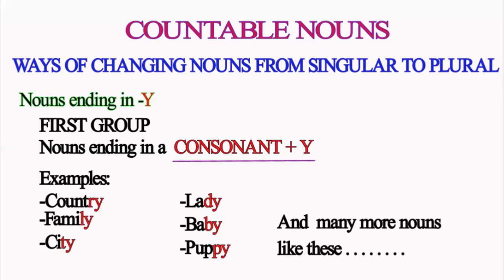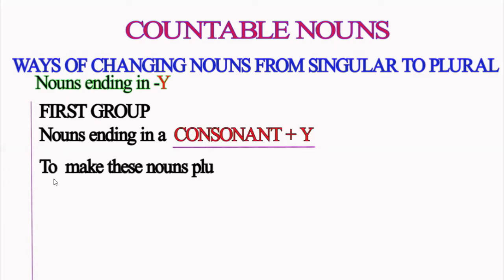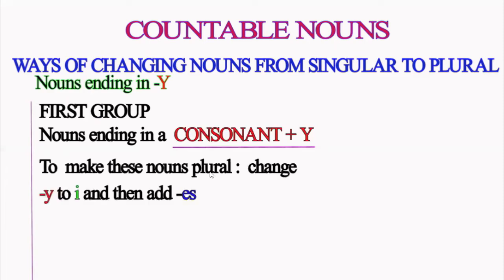How can we change these nouns into plural form? To make these nouns plural, change Y to I and then add ES. Now, we are going to see how we can change these nouns whose last letter is Y, but before Y there is a consonant. I think we have seen examples of these kinds of nouns, like puppy, country, baby, lady, and many more. Now let us see how we can change these nouns.